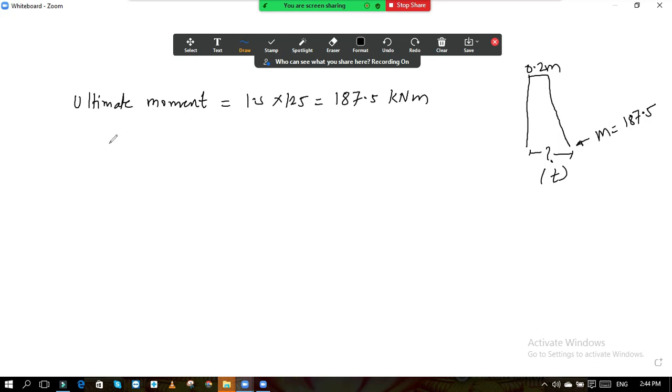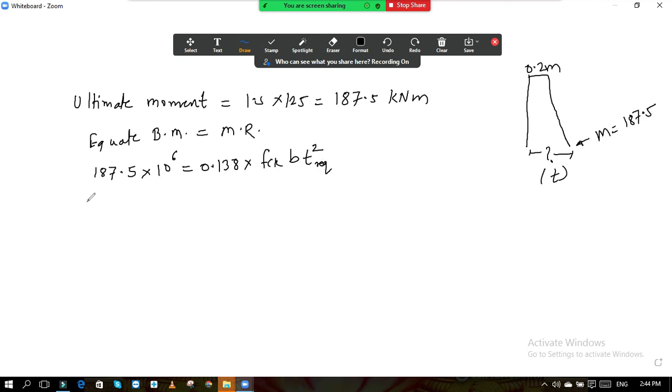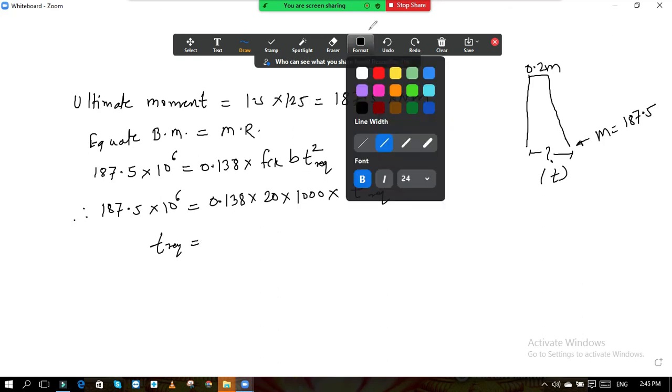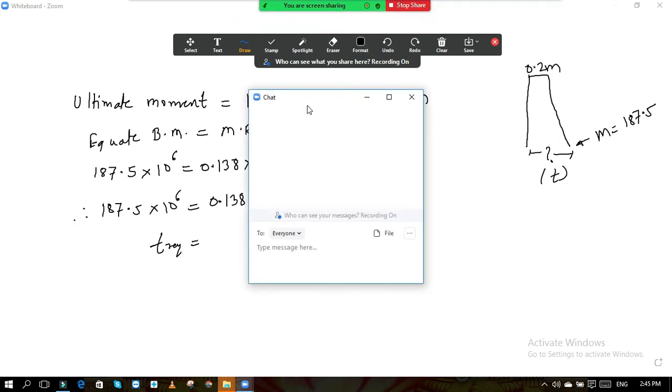So now we will equate the bending moment to moment of resistance. That is 187.5 into 10 raised to 6 is equal to 0.138 fck B D square. Instead of D, I will write here T square, thickness required. Notation doesn't matter, value matters. We have used this formula many times. Into B per meter, so it is 1000 into T square required. So calculate the value of T, the thickness required, and let me know the answer.